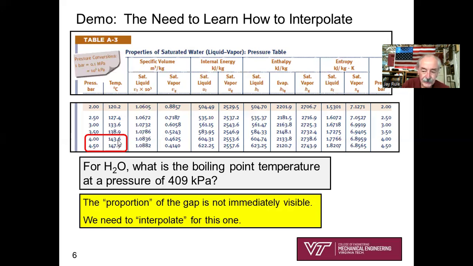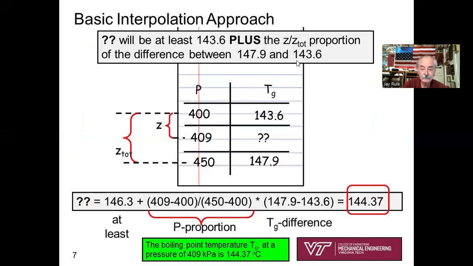So I know that the boiling point temperature is between 143.6 and 147.9. Okay, got it. It's some number in between there, but I'm going to have to sharpen my pencil to figure this out. So let's go through the process, the procedure by which you're going to figure this out. It's called linear interpolation.